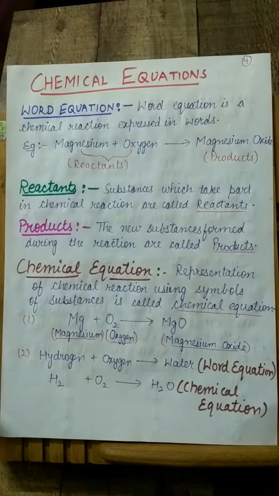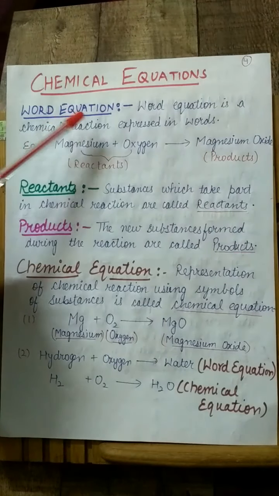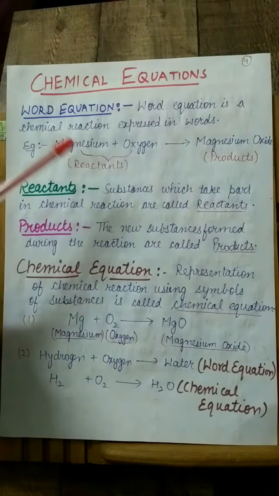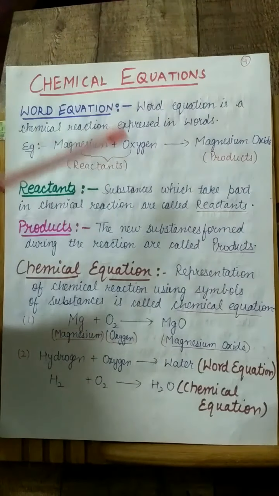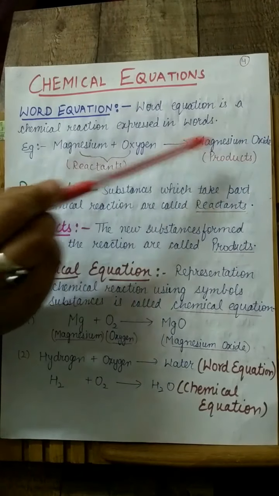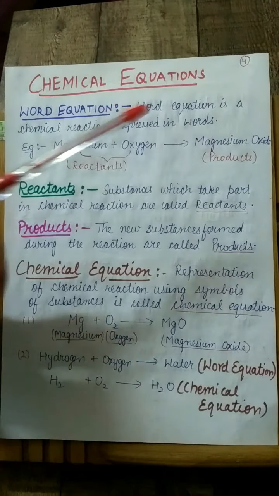For example, as we have already discussed, the burning of magnesium ribbon. What is happening there? We burn a magnesium ribbon in air and then magnesium oxide is formed. Here we are expressing it in the form of a word equation. Meaning to say, magnesium combines with oxygen and gives magnesium oxide.